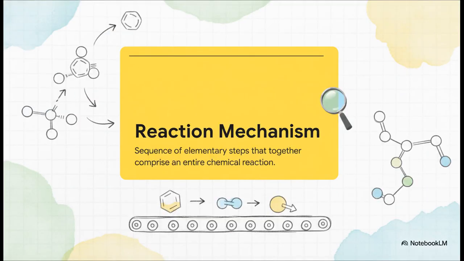And that brings us to this absolutely crucial definition, a reaction mechanism. This is the actual sequence of elementary steps that together comprise an entire chemical reaction. It perfectly captures our assembly line analogy. Reactants don't just magically teleport into products. No way. Instead, they steadily build, break, and transform, step by step, right at the molecular level.